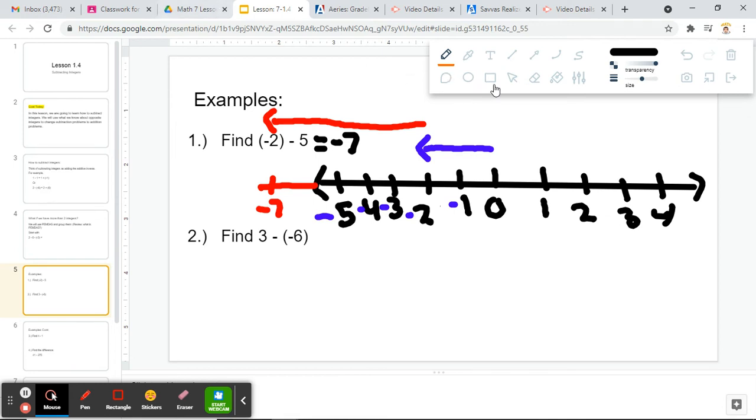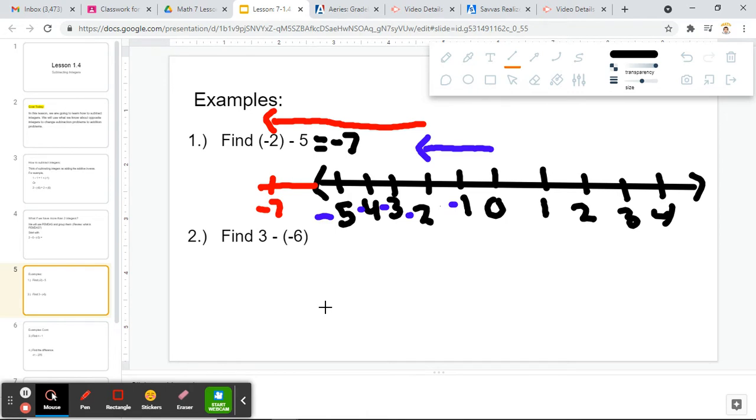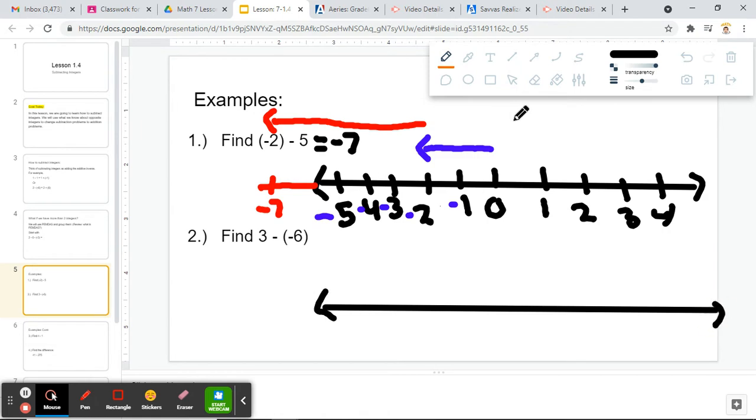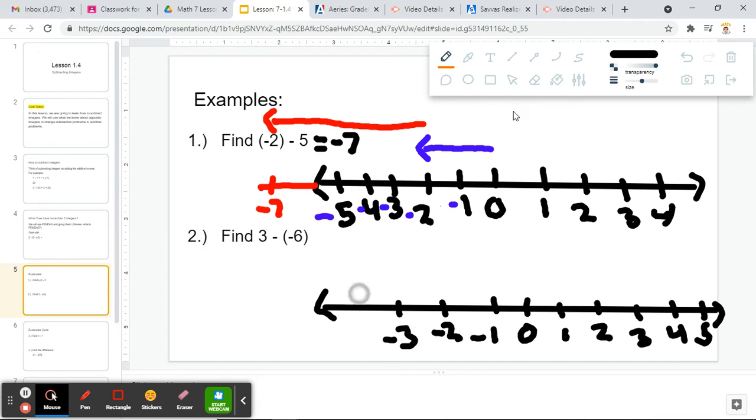All right, so let's continue on this video here about subtracting integers with 3 minus -6. All right, so again, we've got a number line here. I'll say this is 0, 1, 2, 3, 4, 5, -1, -2, -3, -4, -5.